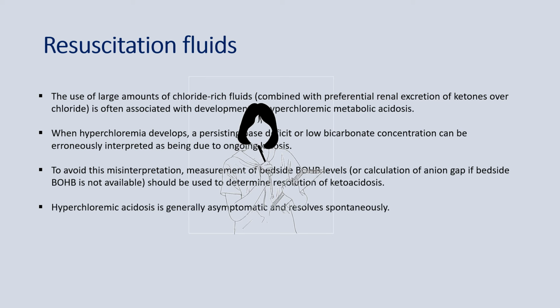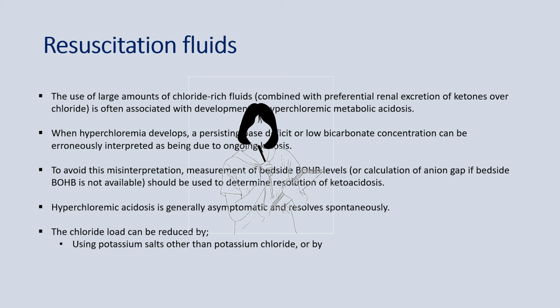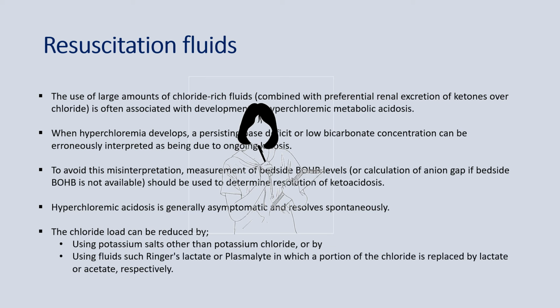ketoacidosis. Hyperchloremic acidosis is generally asymptomatic and resolves spontaneously, and chloride load can be reduced by using potassium salts other than potassium chloride, or by using fluids such as Ringer lactate or Plasma-Lyte, in which a portion of the chloride is replaced by lactate or acetate respectively.